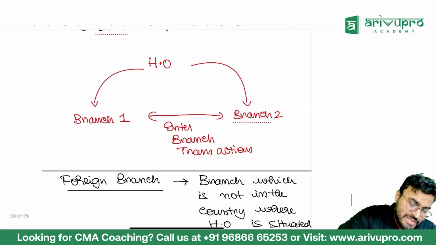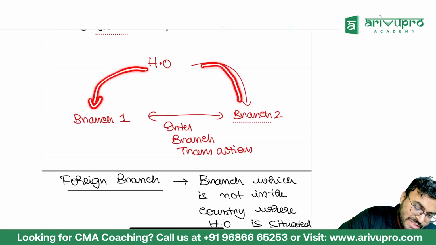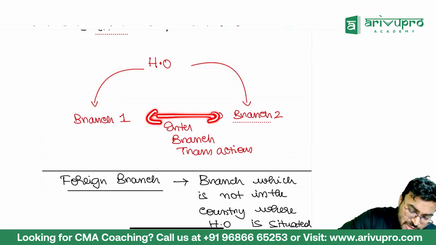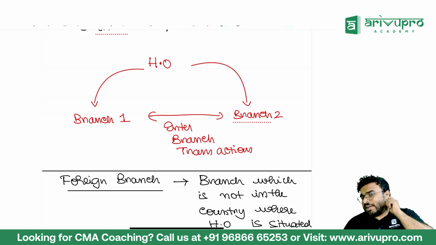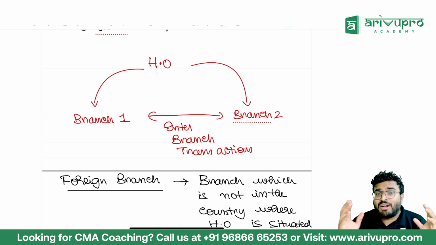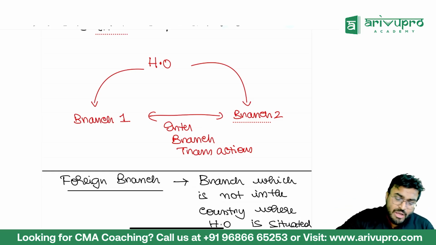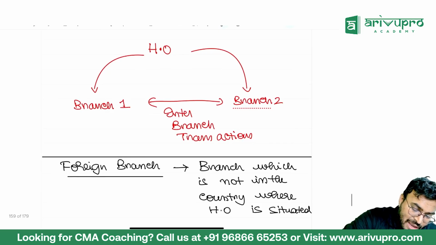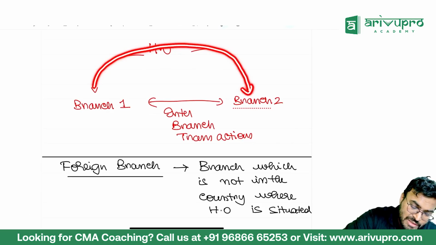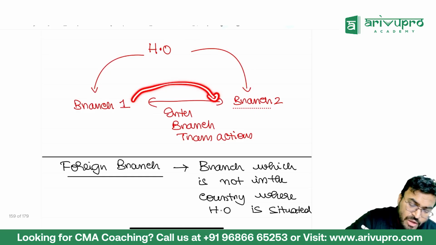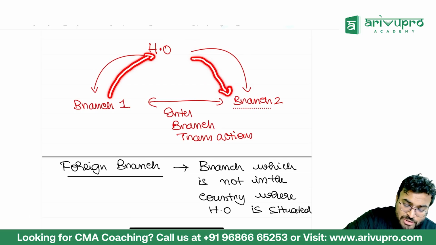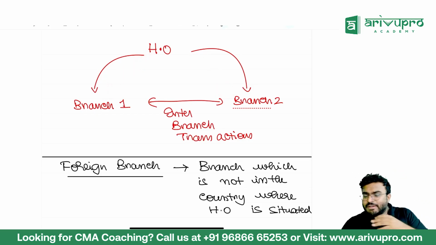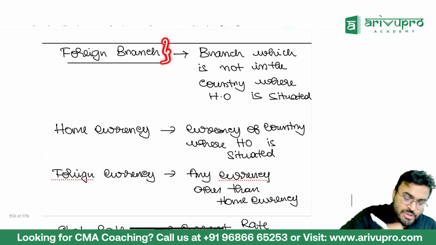Now, imagine head office has one branch and one more branch. If there are transactions between these two branches, head office will not record them as such, and branches will not record the transaction as going from one branch to another. Branch will record the transaction as if it went through the head office. If I sent goods from branch 1 to branch 2, you have to pass the entry in branch 1 that you have sent the goods to head office. Head office will send the goods to branch 2 in books. Is this clear? Okay.